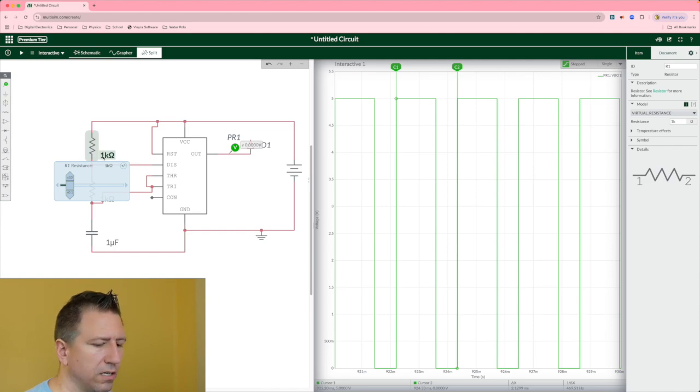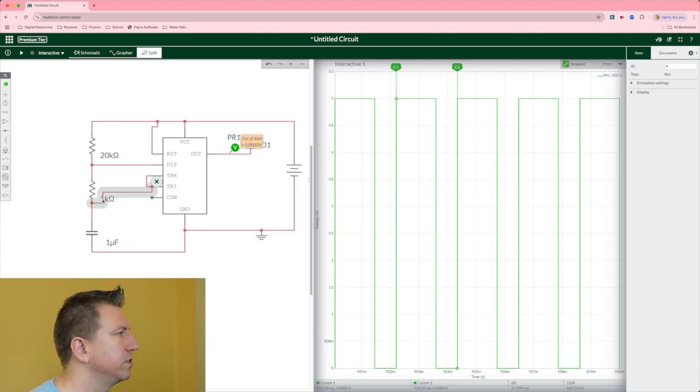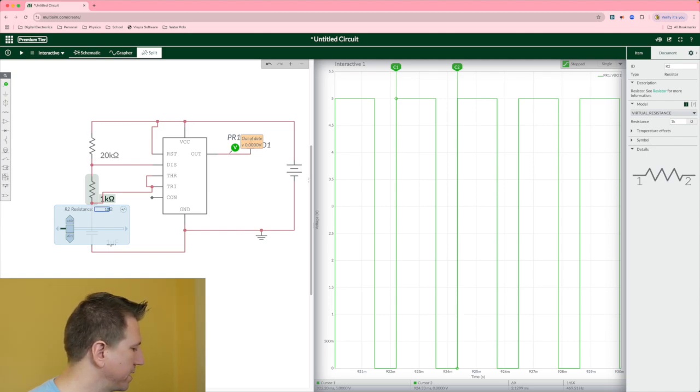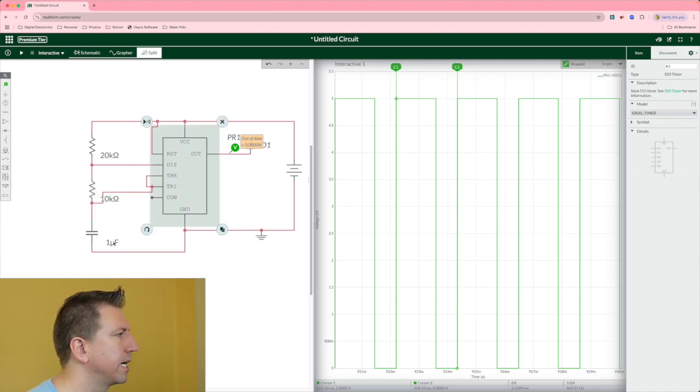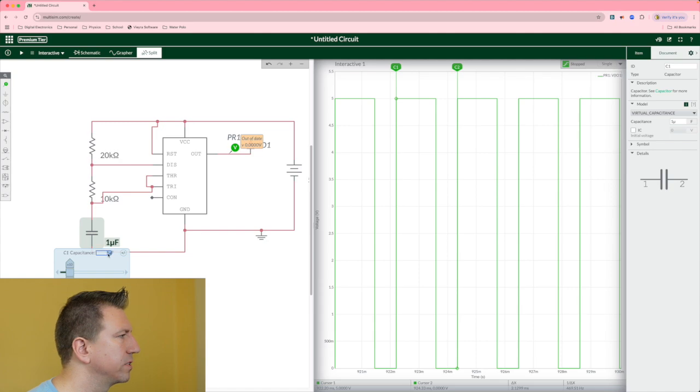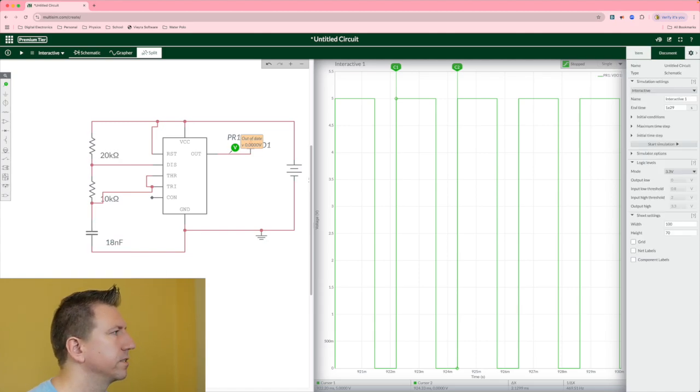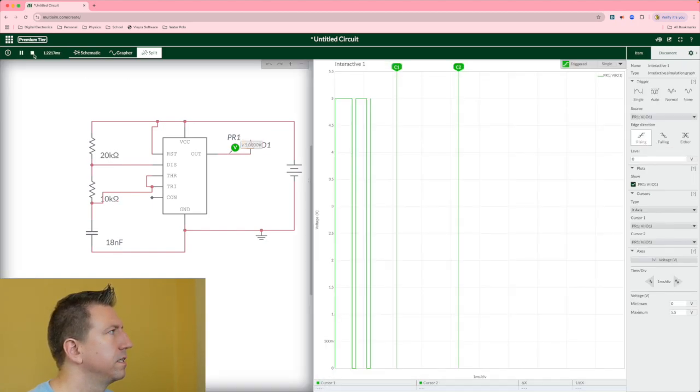So our R1 we found to be 20,000, and so 20K. Our R2 we set at 10,000, so 10K. And then our C we found to be 18 nanofarads. And so there we have 20,000, 10,000, 18 nanofarads, and I'll run it.